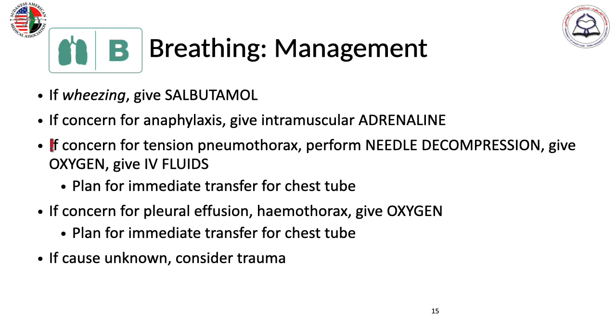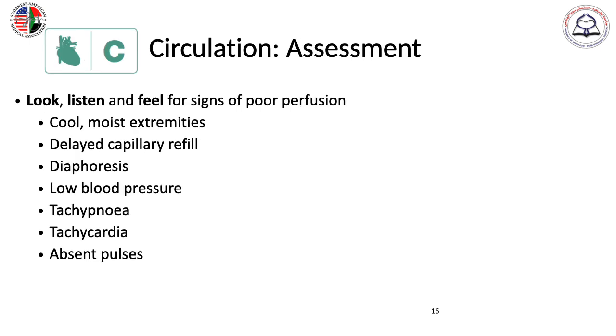If you are suspecting tension pneumothorax because you see that there is a hyperresonant percussion note and absent breath sound plus congested neck veins and tracheal shift, then you do needle decompression, give oxygen and IV fluid, and plan for a chest tube. If you are competent to do it, do it. If you need help, you call for someone to fix it. If there is concern of pleural effusion or hemothorax, give oxygen and plan for placement of a chest tube by a person with appropriate competency, and if the cause is unknown, consider trauma.